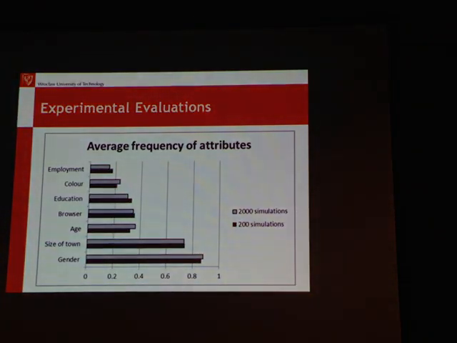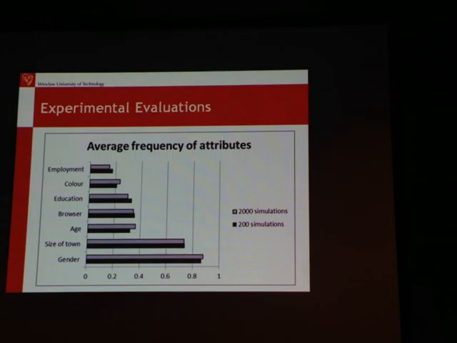And some results from this part of the experiments. Using these attributes, we can see that gender and size of town, so village or town or country, and probably age, these are the most popular, the best fitting for this classification. Age, browser, and education are the second group, with almost the same average frequency.